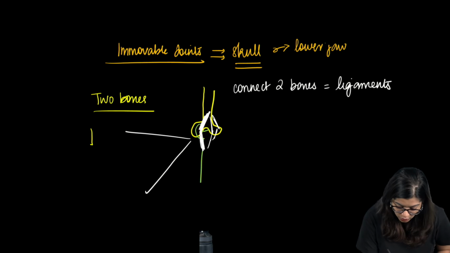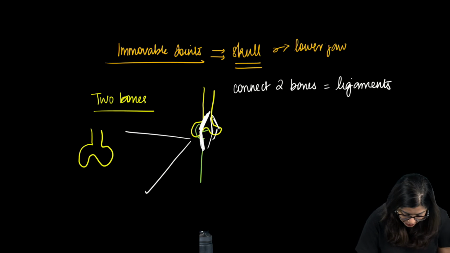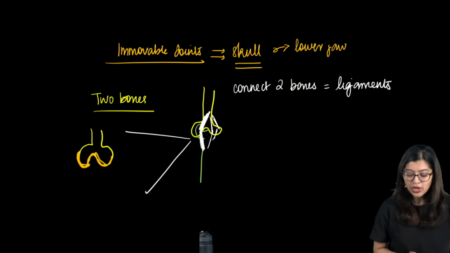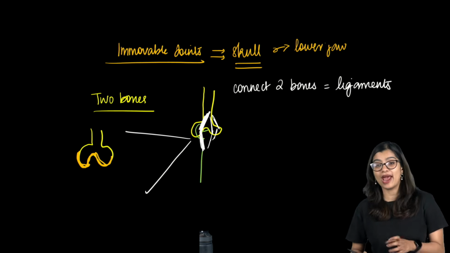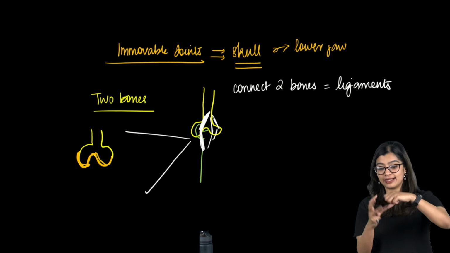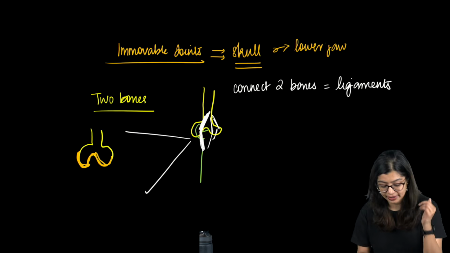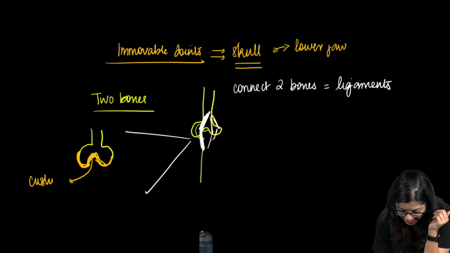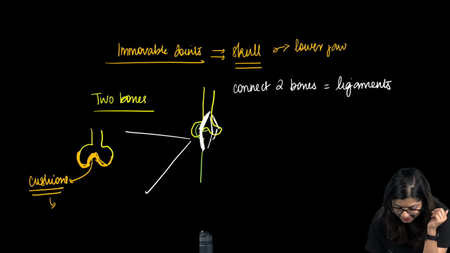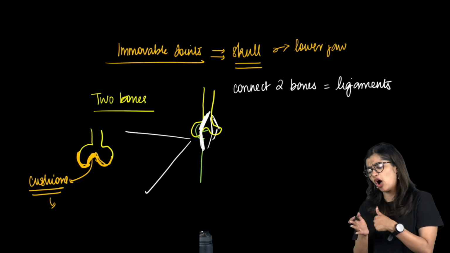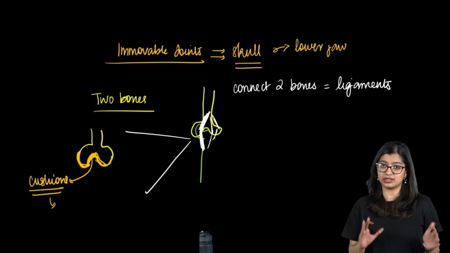If we were to look closely, we see that there are these spongy, soft structures called cartilages. Now, where do we find cartilage? We find it on the surface, especially at the point where the two bones are meeting, or at the joint. And what do they act as? They act as cushions so that the two hard surfaces don't rub against each other. But if two soft surfaces rub against each other, it is okay.